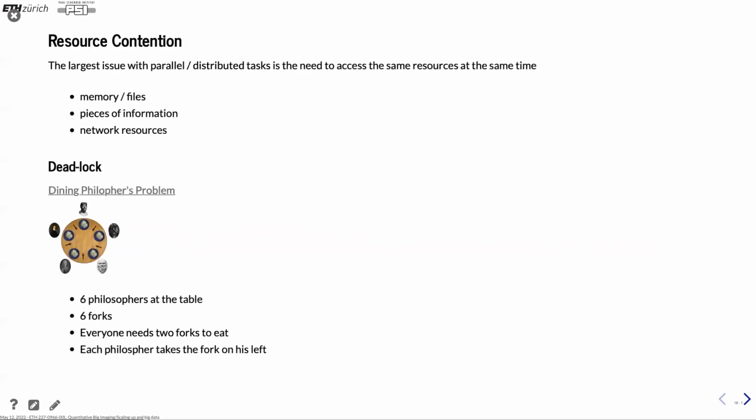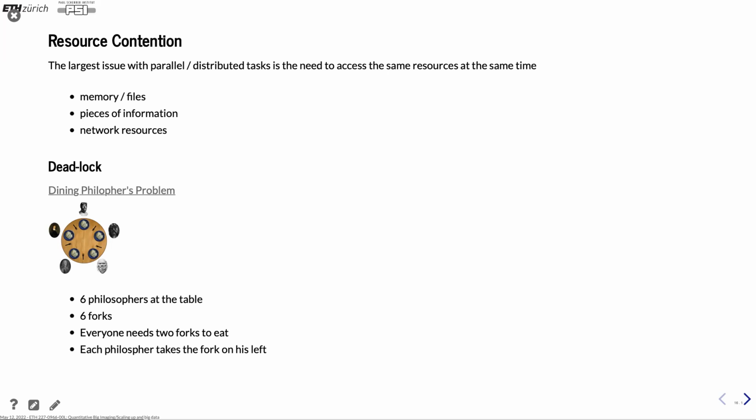And one problem when you do this, parallel programming or distributed computing, doesn't matter, is that there are always problems with resources. The data is stored in memory or in files. You can have pieces of information, you can have different network resources. And a problem that can come up is a so-called deadlock. That is when several people want to access the same resource and only one at a time can have it.